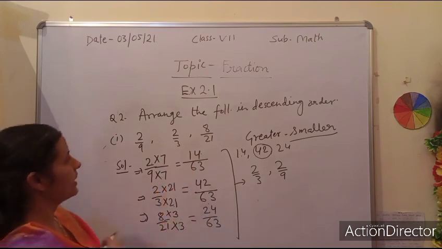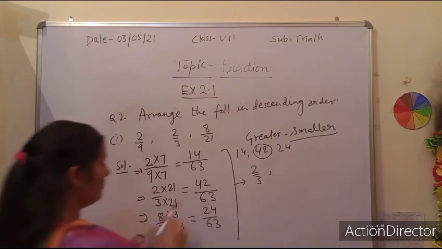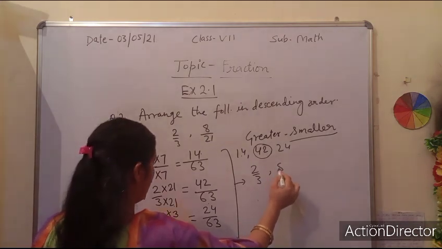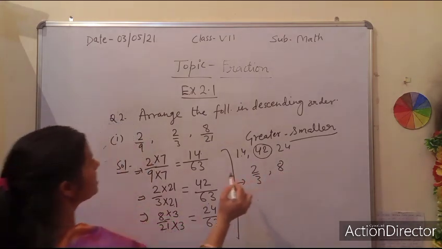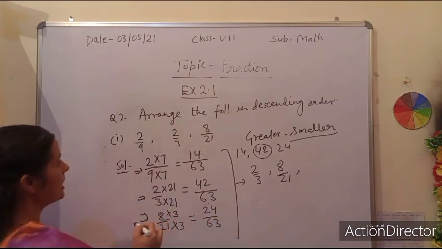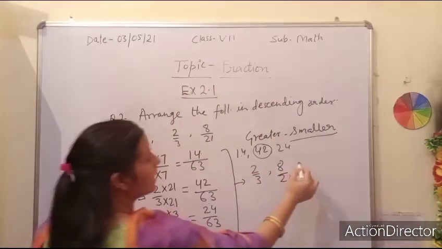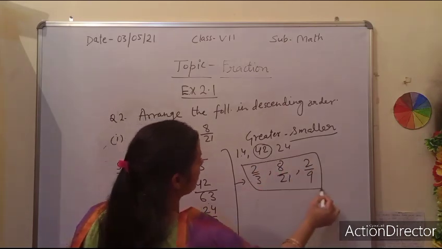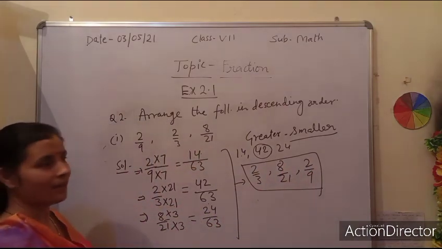Sorry, wait. 2 upon 3, 42. After that, this one, 8 upon 21. Yes, 8 upon 21, which is 24, is the smallest. Now we have arranged them in descending order: 2 upon 3, 2 upon 9, then 8 upon 21. Is there any mistake?